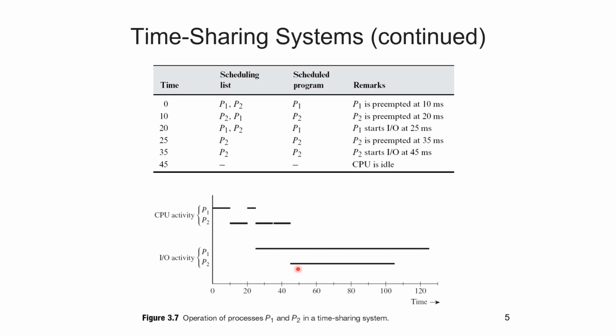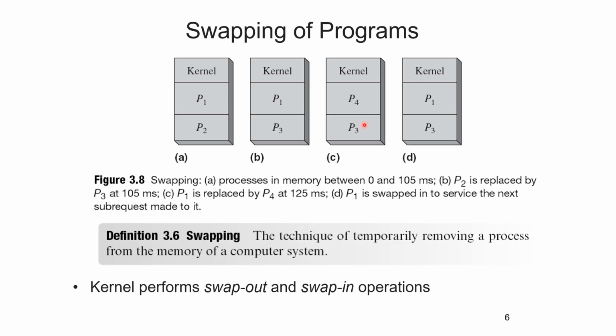Similarly, the P2 which takes the IO operation after the time t is equal to 45 milliseconds of time. Okay, so this is one of the examples of a time sharing system with the techniques of round robin and also a time slice. And here we have one more concept which is called swapping. So what do you mean by swapping? Swapping is nothing but the technique of temporarily removing the process from the memory of a computer system. Temporarily removing the program from the computer system, that is called swapping.